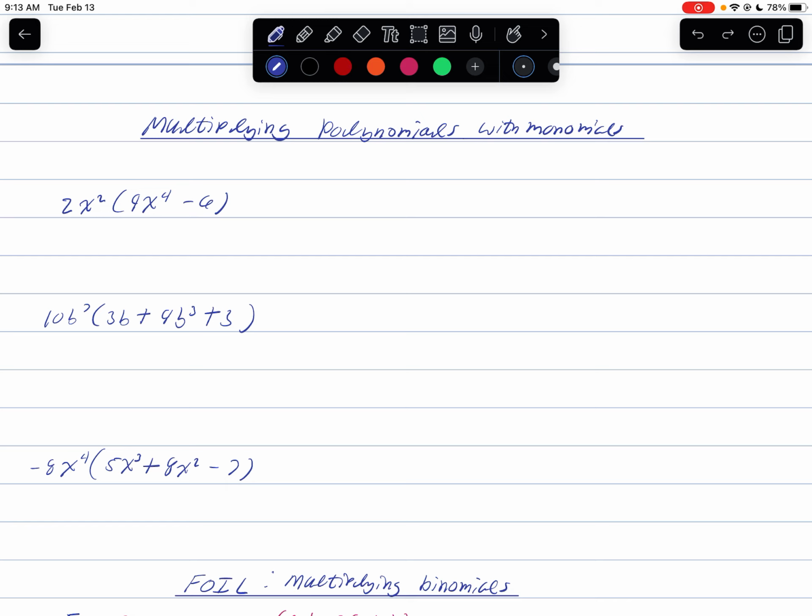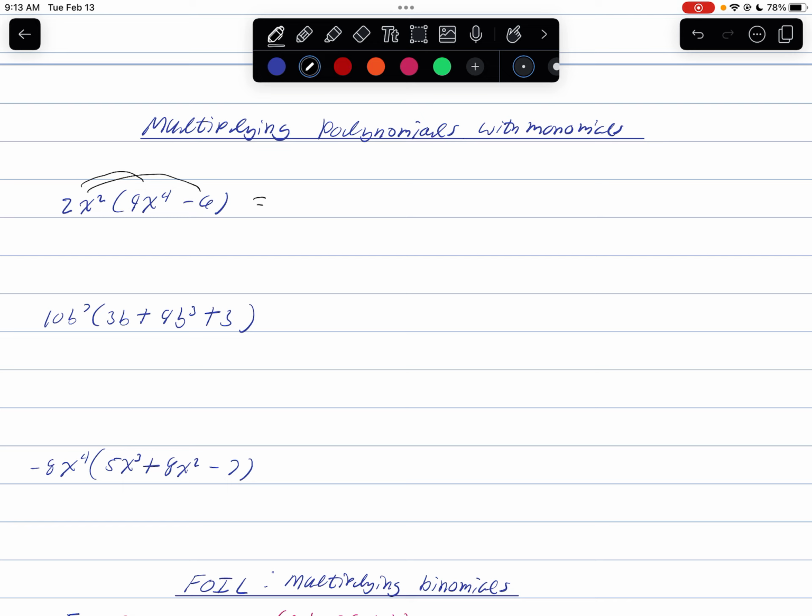In order to do this, we're going to use something called the distributive property. And we've seen this before. We've done this with other examples. But to solve this, we're going to start by multiplying 2x squared times 9x to the fourth and then times negative 6. So we're going to distribute the 2x squared to each of these terms individually.